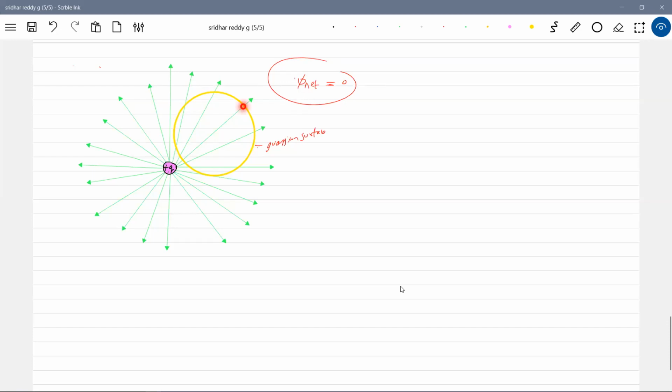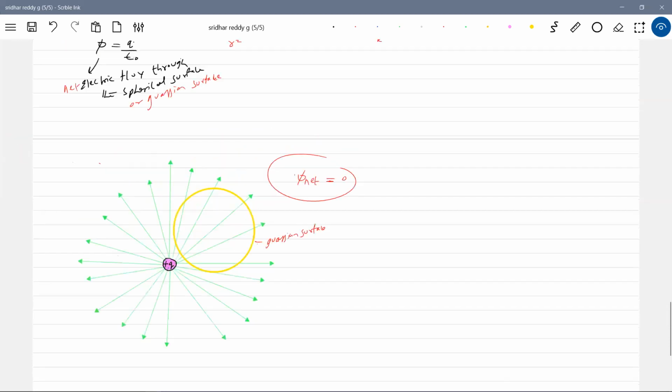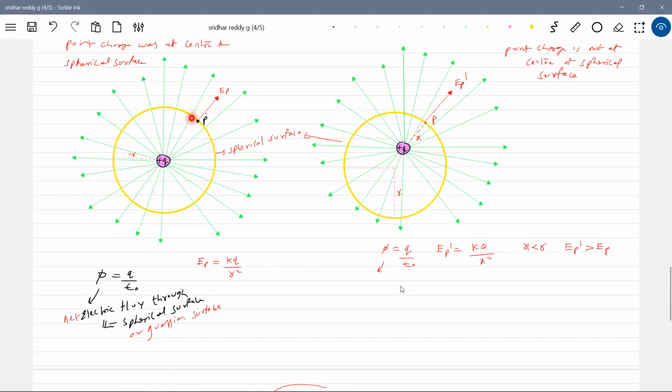Don't think, "Yes, sir, here entering and leaving." This everything is a surface. So here they're entering, they're leaving. You should not take it in this way. Some are asking, "Sir, here entering, leaving." No, this is the surface. Look at the outer surface. All are leaving.